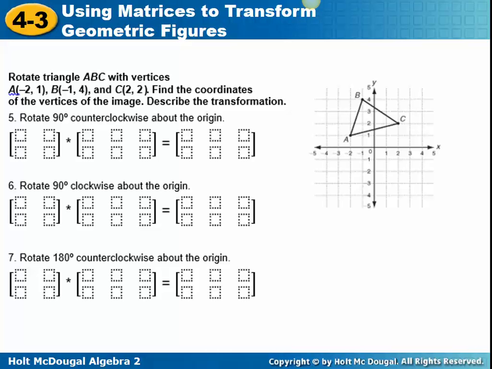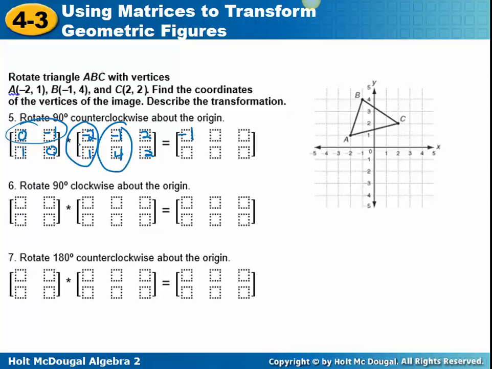Here's some problems from your worksheet. It says to rotate this triangle, first 90 degrees counterclockwise. So you need to look up what the rotation matrix is for that. And then you put your pre-image matrix over here, the coordinate matrix, and then your results over here. So let's see, we would have 0 times negative 2 is 0, plus 1 times negative 1 is negative 1.